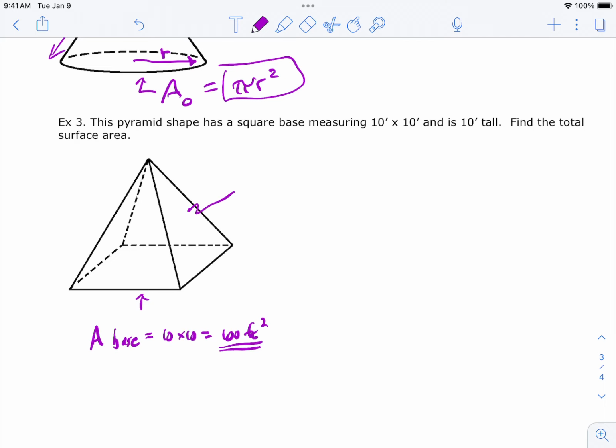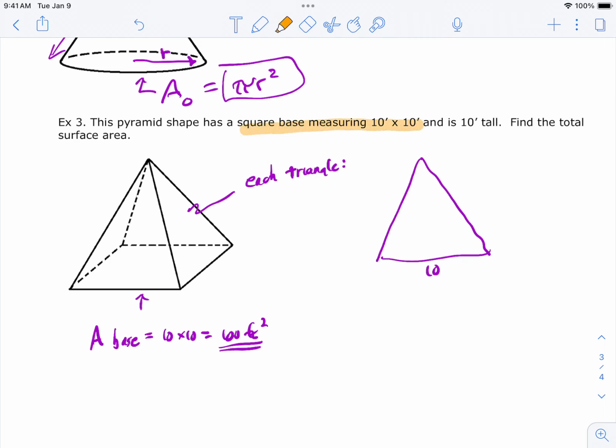Okay. Now we just got these other sides, these triangle sides. Now there's 4 of them. And it looks symmetrical to me. So we'll say each triangle. I'm going to lay that triangle out over here, lay it flat, and because this is 10 feet, we know that this is 10 feet, right? Those two sides correspond. Now here's the thing, I need the area of that triangle. Got to be careful with this part.